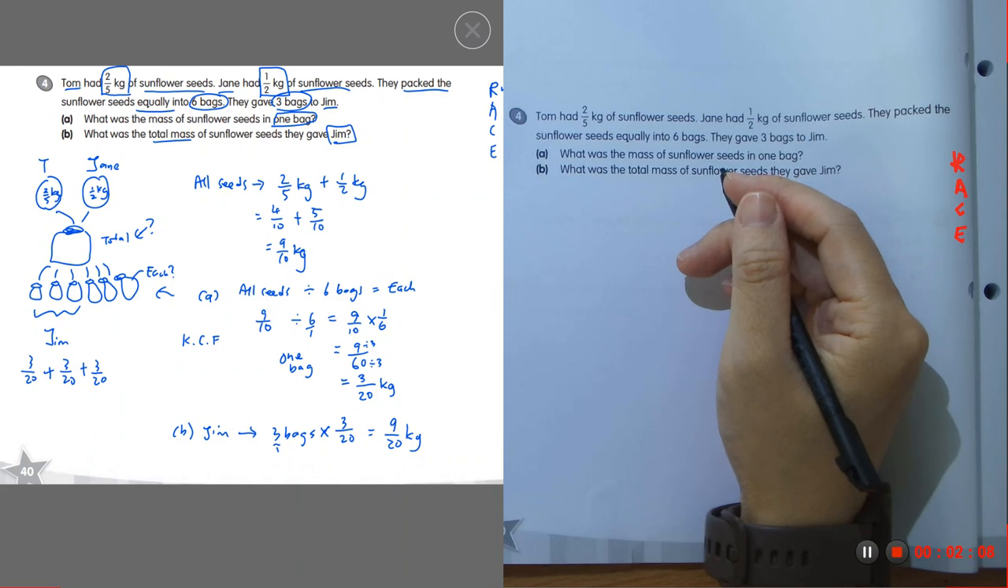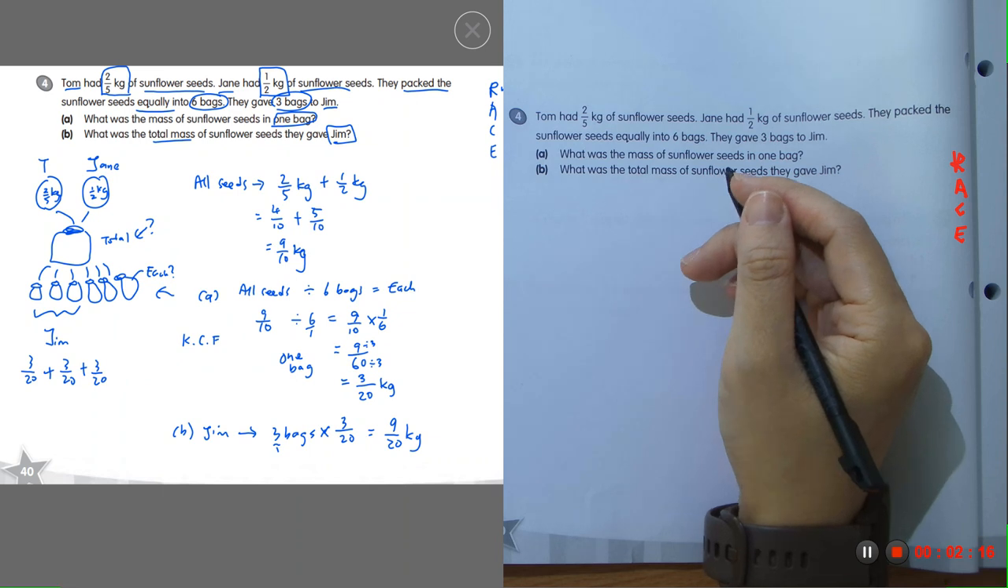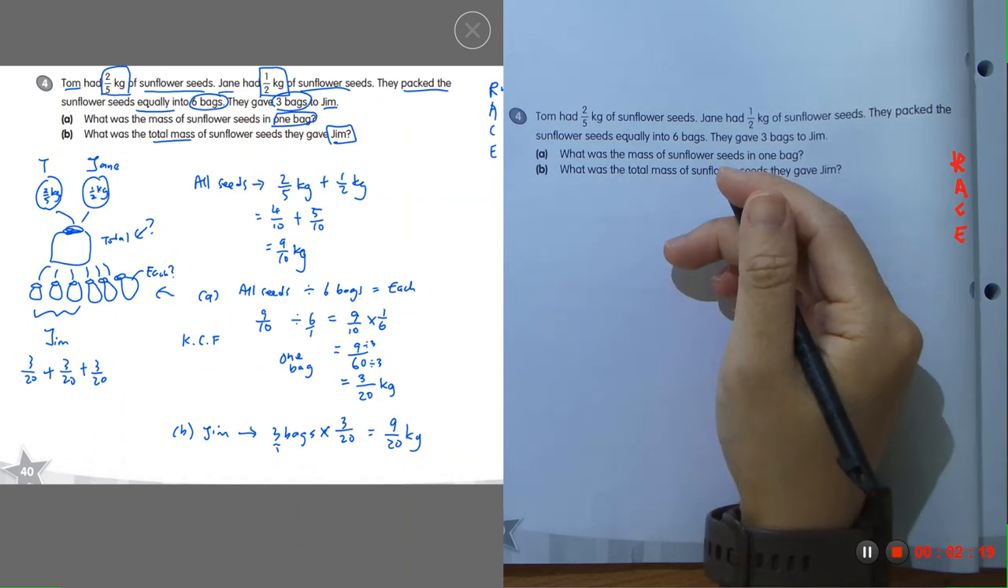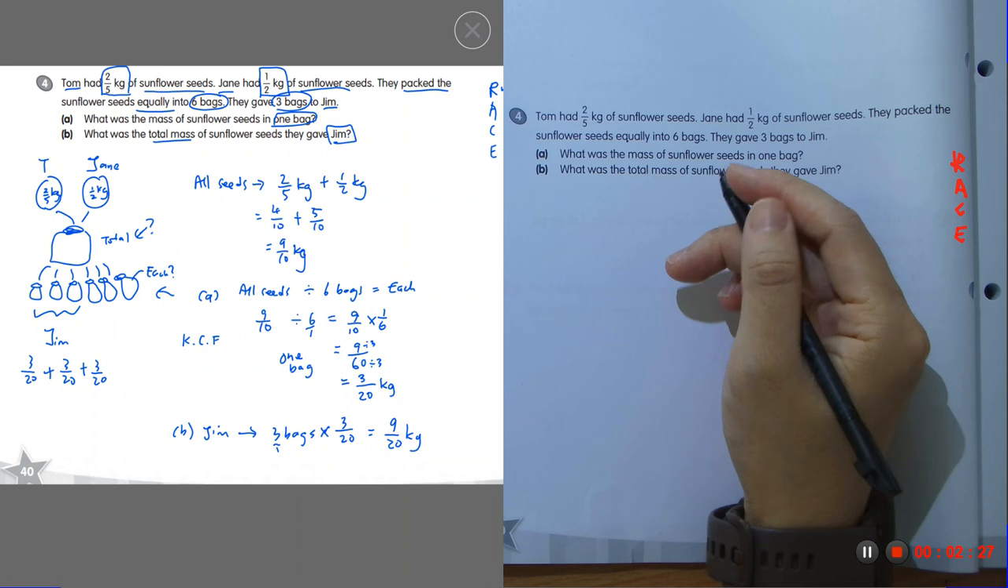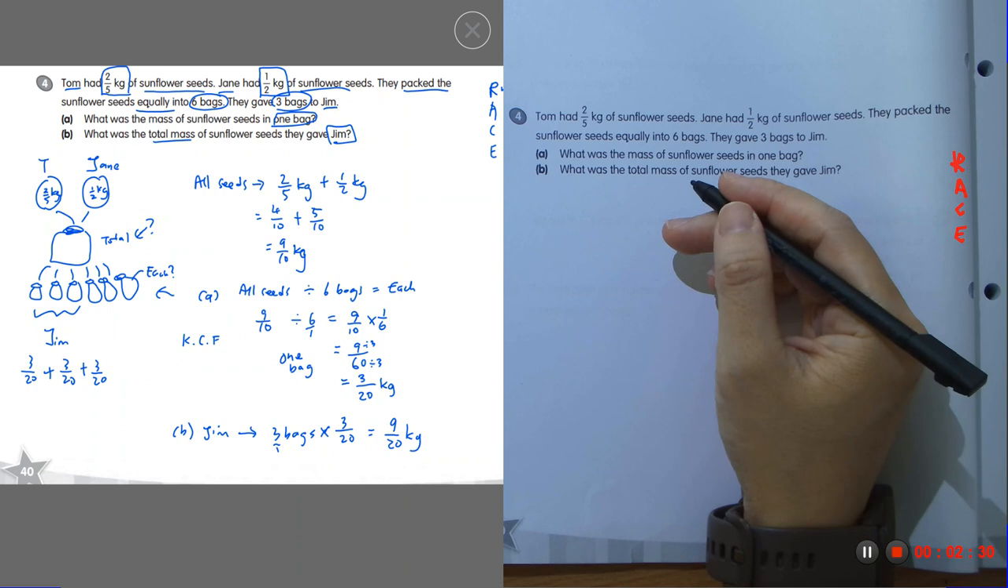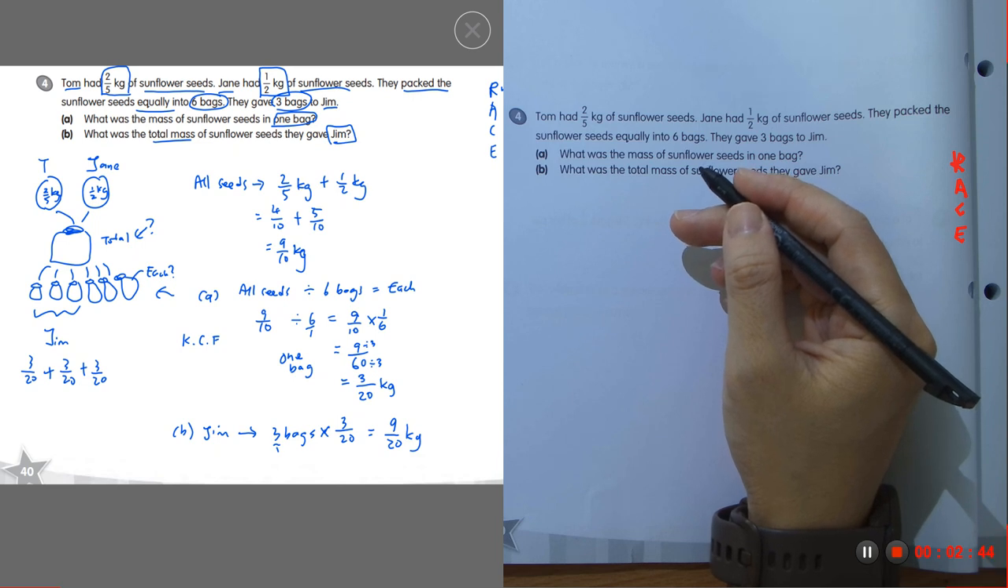G.E.T. Okay, in this sunflower question, what is T? Can you tell me in English words? Total. So I say T is total. Okay, then G is what? Total what? T is total. Total what? Total of sunflower seeds. Total mass of sunflower seeds.